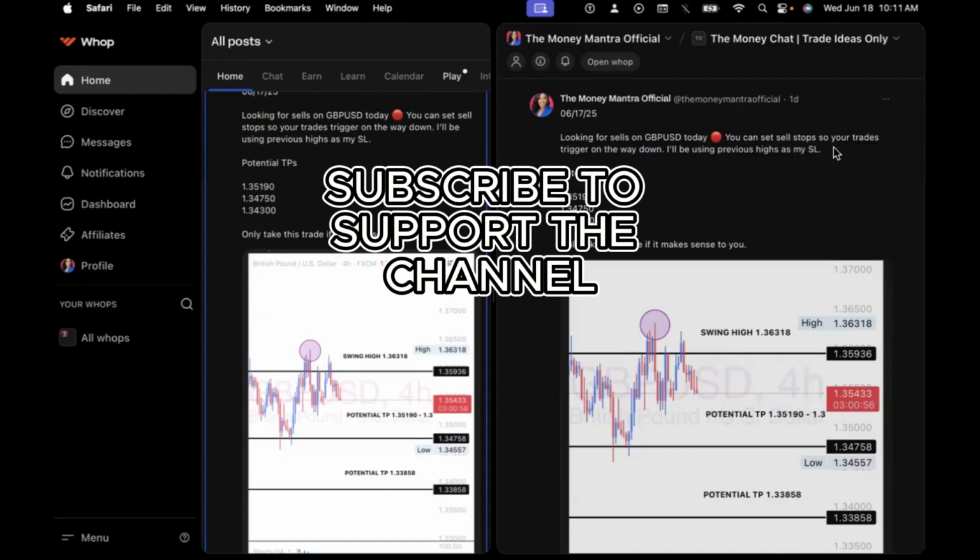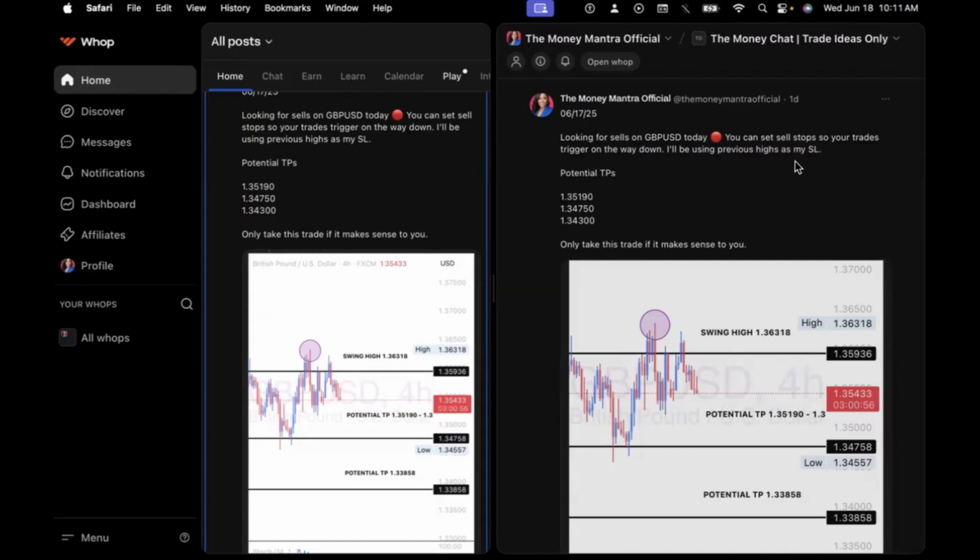You can set sell stops so your trades trigger on the way down, and I'll be using previous highs as my stop loss. Now, whenever I post a trade in my community, I also post a couple of different TPs they can target, and I encourage people to only take trades that make sense to them. This is good advice for you too. Before you just go and copy trades from someone else, make sure that you cross-reference it with the indicators that you have on your chart and also check the news, because it's better to be independent and profitable than to consistently be taking losses due to someone else's analysis. So I really hope that makes sense to you.